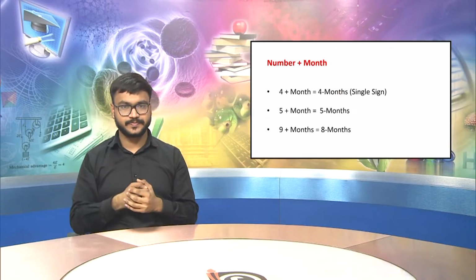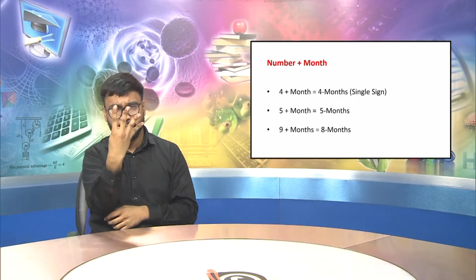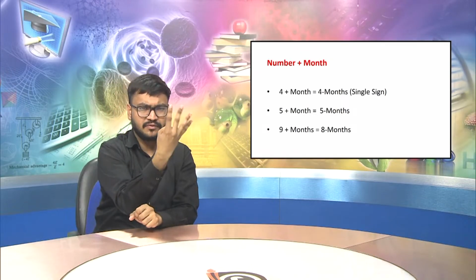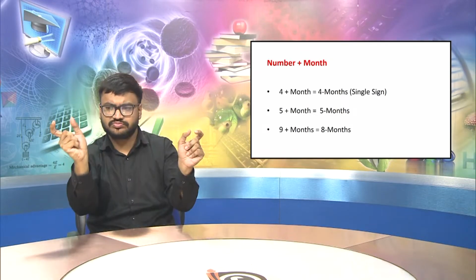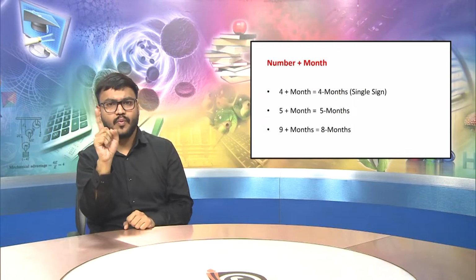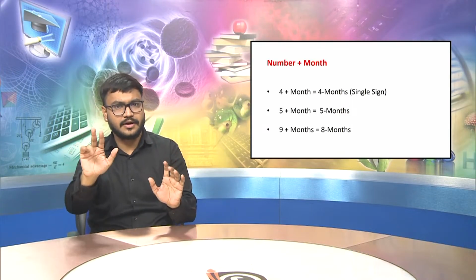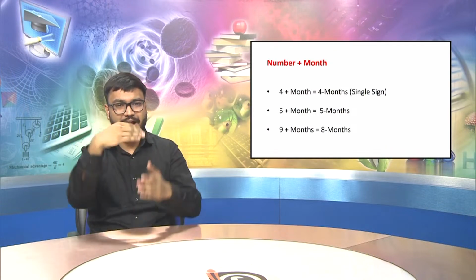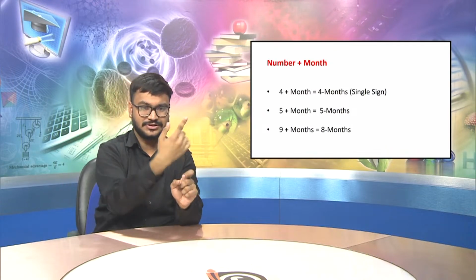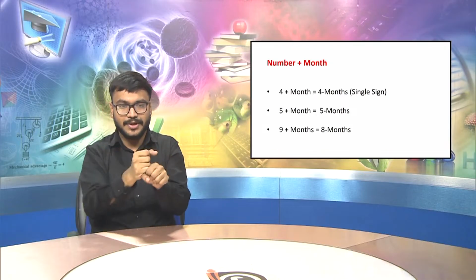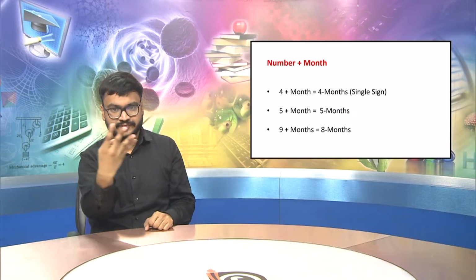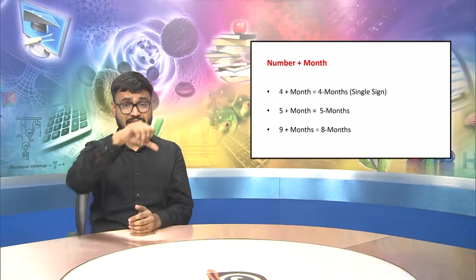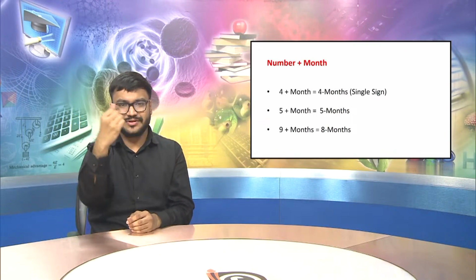And for the month, we use the number along with the sign of month. 4 months has 2 signs. The first is 4 and the second is month. Same as for 5 months. And next is the same for 8 months.